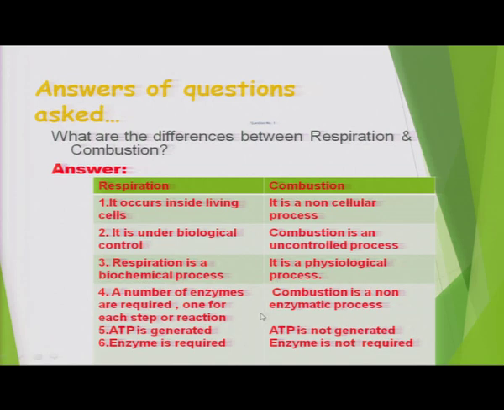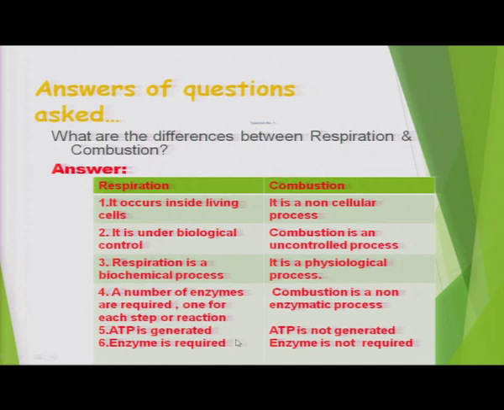Fourth point is a number of enzymes is required, one for each step of the reaction. There are various types of reactions that take place in respiration like glycolysis, Krebs cycle, electron transport chain, oxidative phosphorylation. All these reactions require various types of enzymes in each step. In case of combustion, there is no use of enzyme, so it is a non-enzymatic process.